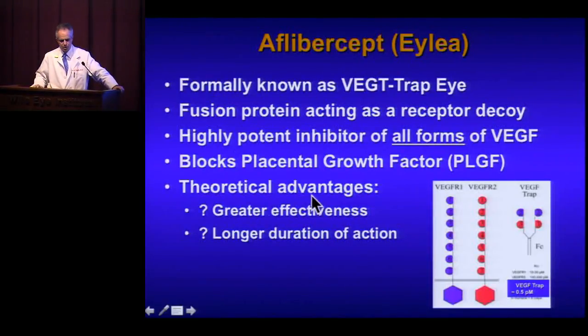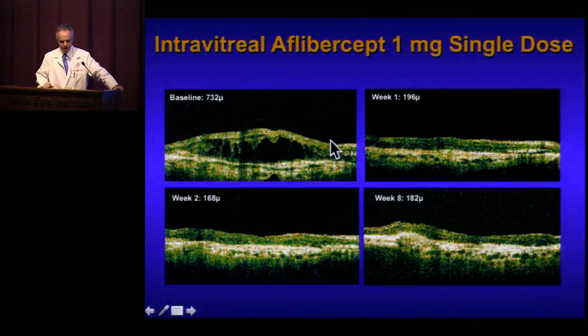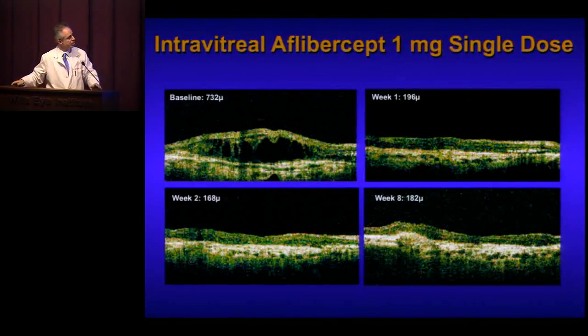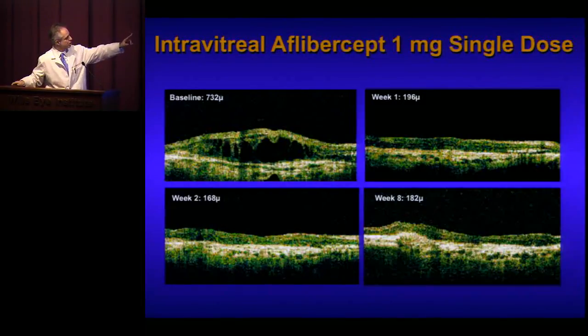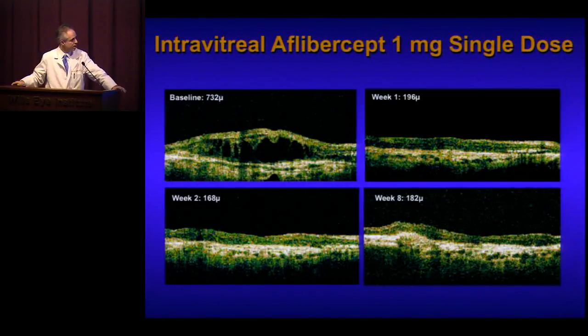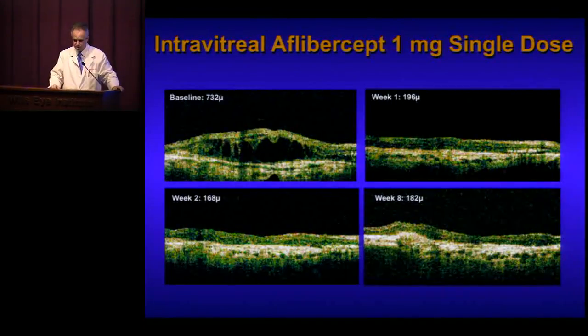neovascularization. And at first we thought it was a little bit stronger in terms of its binding properties, a little longer half-life. Maybe it either works better or lasts longer. And in phase 1-2 testing, you can see a single dose showed an effect that looked pretty good out through 8 weeks. Now, that's not to say you can't get that with Lucentis or Avastin, because you sometimes can.